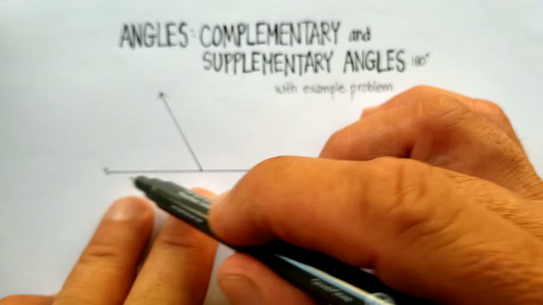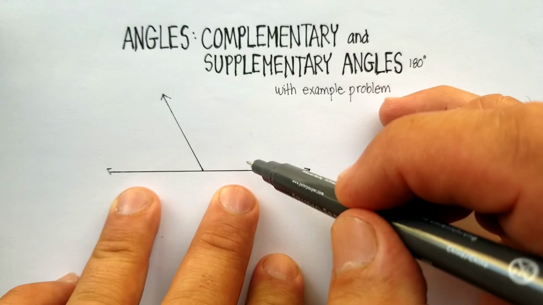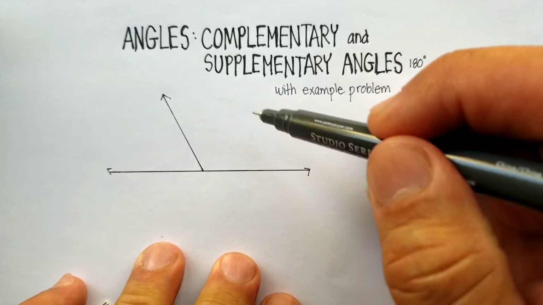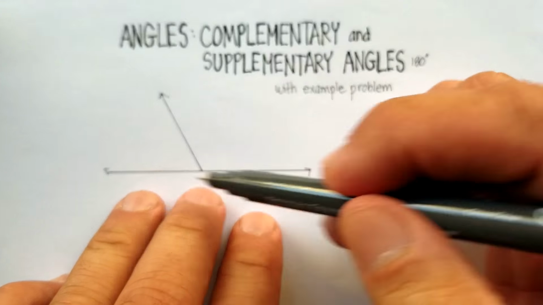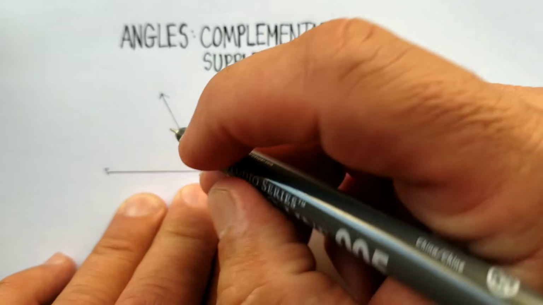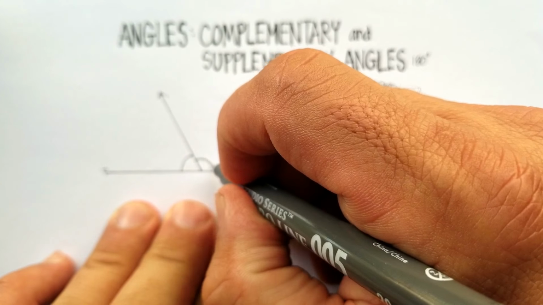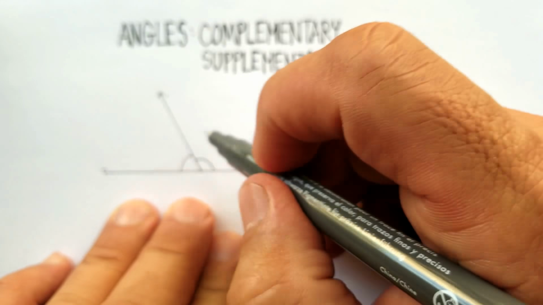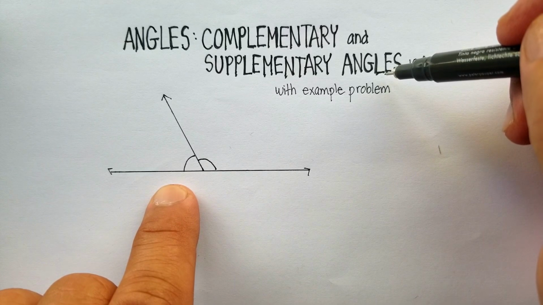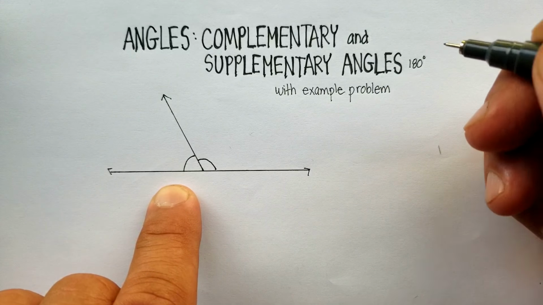illustration here. Now when I draw a straight line, I am drawing basically 180 degrees because 360 degrees would be a full circle. So half of a circle would be 180 degrees. When I add this angle to this angle, these two angles are supplementary to one another, okay? Because when I add this one and this one together, they will equal 180 degrees.